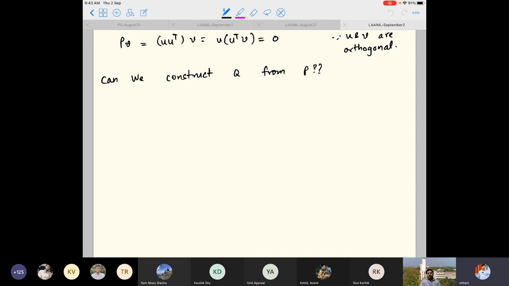Any other guess? This is a very interesting observation, Kshitij. I will come back to this observation. We'll see what we can do with what you just said. It's a very nice observation. But right now I don't want to go in that direction, so that's why I'm asking for any other guess that you can do. I'll come back to your construction, Kshitij.